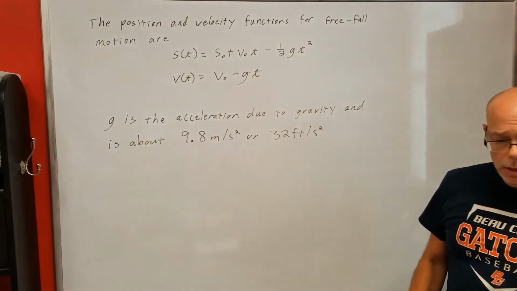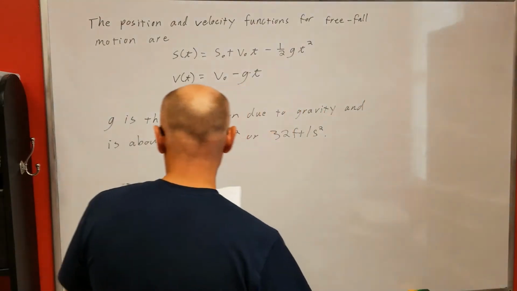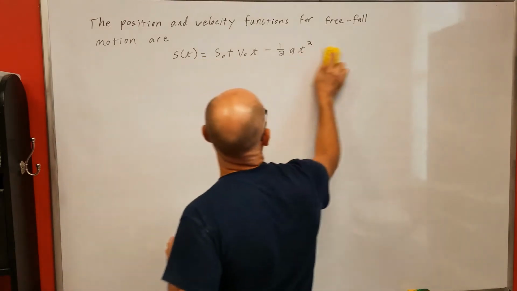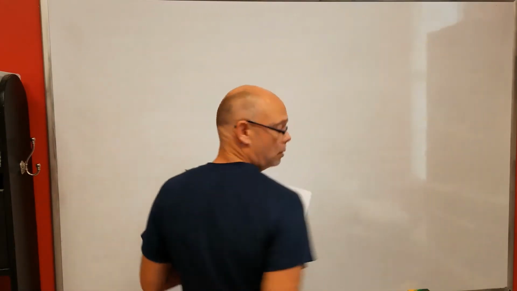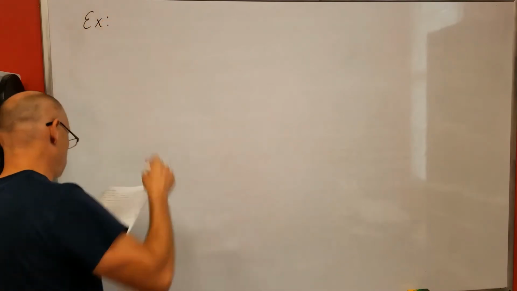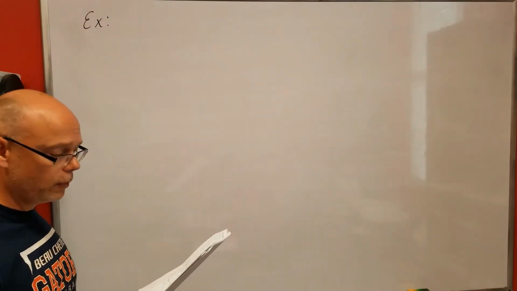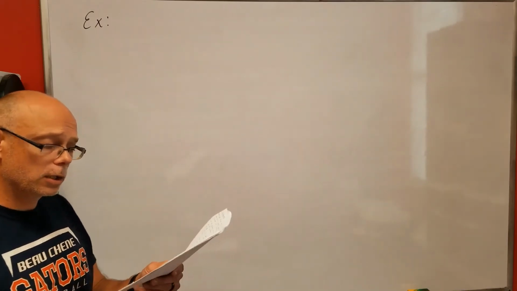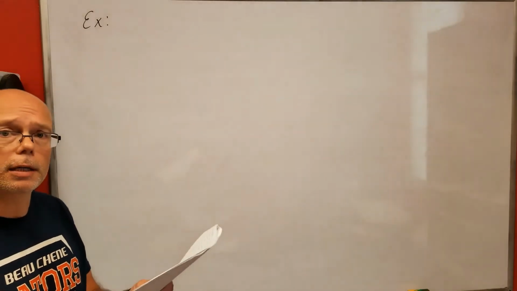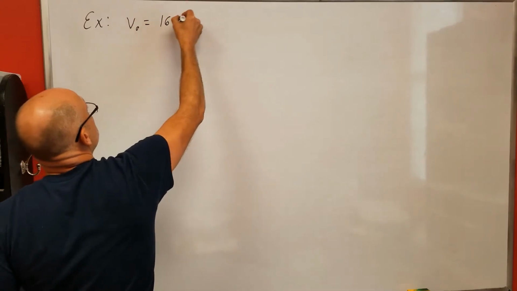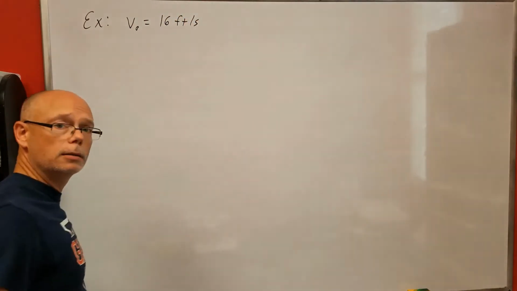So what we're going to do next is work the example that we have here. Let's see what they have. They have an example and it says, assume a free fall model applies. A projectile is launched vertically upward from ground level with initial velocity of 16 feet per second. I like what they give me there: initial velocity is 16 feet per second. I'm going to write that down.